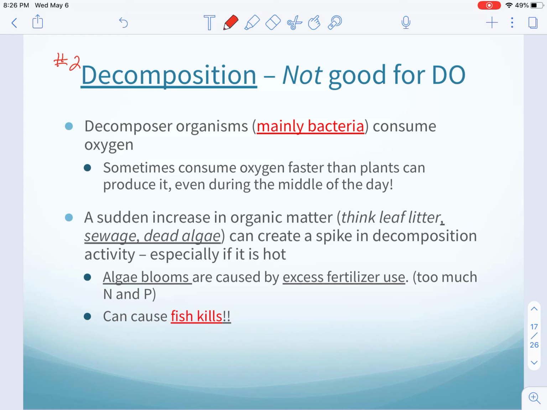Okay. The second way to remove oxygen from aquatic ecosystems is decomposition. We talked a lot about this with the nitrogen cycle and the human impact piece. And we go back to our best friends, the bacteria. Those bacteria, especially the decomposing bacteria, are going to consume, kind of eat or use up that oxygen as they break down that dead decomposing matter.